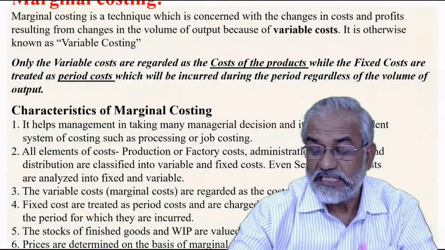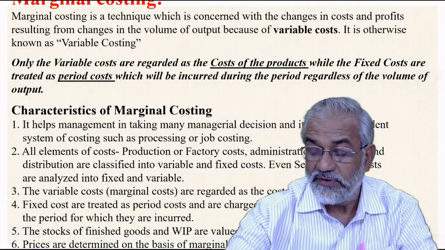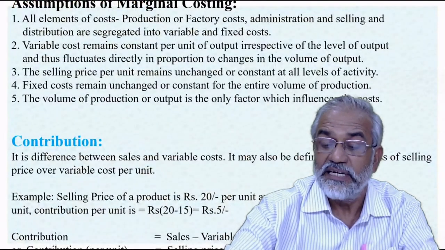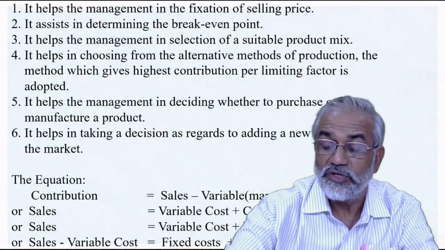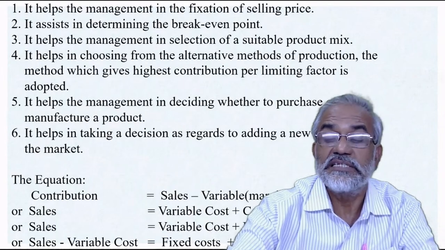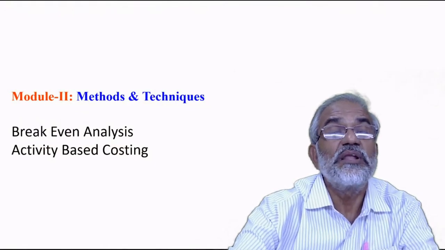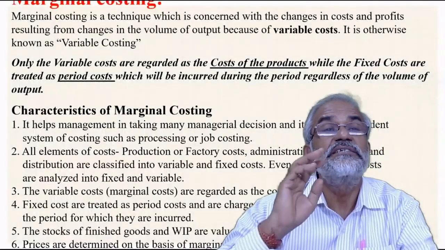The cost can also be classified on the basis of activities. When the costs are classified on the basis of activities, it may be of three types: the production cost, the administrative cost, and the selling and distribution cost.